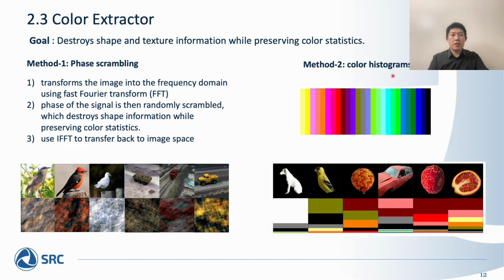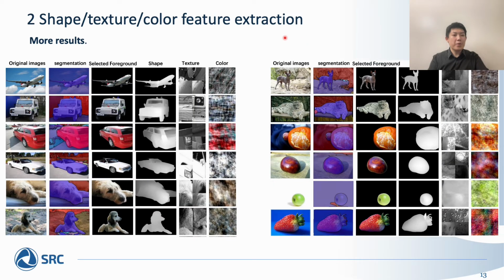Another method is color histogram, where we predefine some colors and use the size of area to represent their histogram of color. Here are more examples. You can see given some original images, we have some segmentation and we select the foreground and we can have their shape, texture, and color representation.